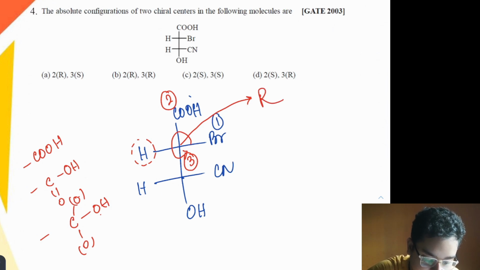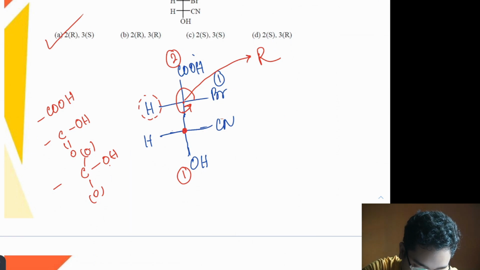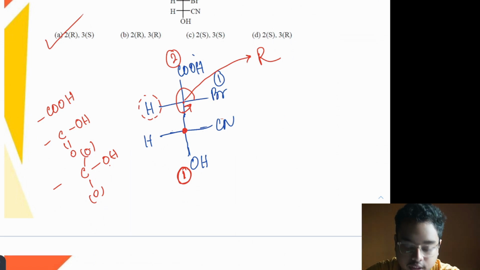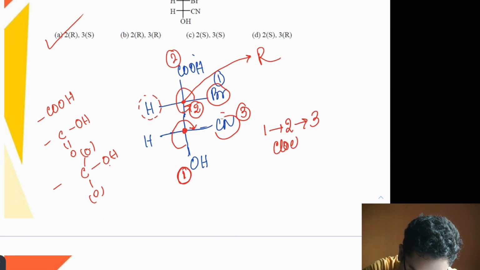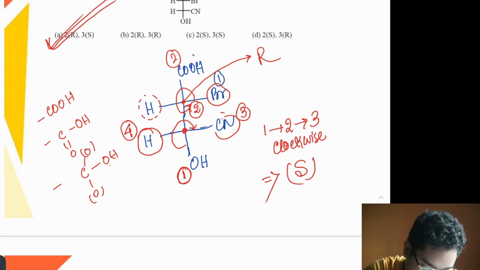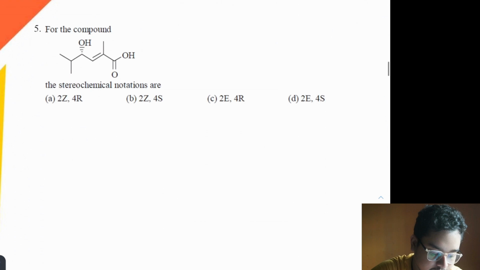Okay. Similarly here, so now let us determine this particular center's absolute configuration. So this will be our first, the OH group. Now between this cyanide and this bromine, this particular carbon contains bromine, which is the highest in molecular mass. So this will be number 2 and this will be 3. So the rotation 1, 2, 3 will be clockwise, but this particular hydrogen is present at 4. So that means the configuration is S. So this is the correct option. So go for the next question.